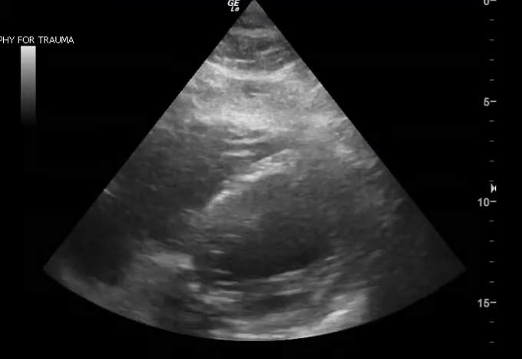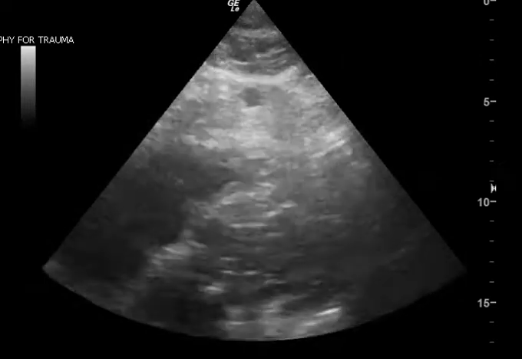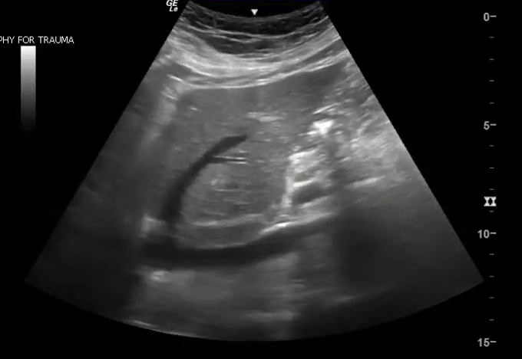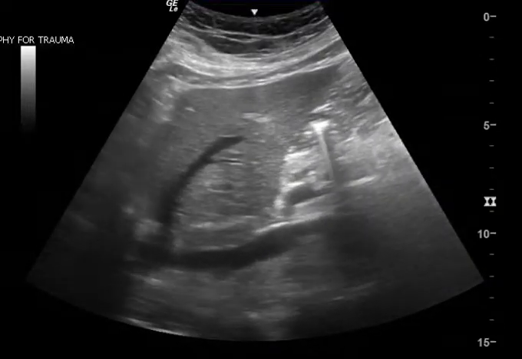But the main take-home points: for the cardiac ultrasound, to me, I think this is limited. In the IVC, I think this is abnormal since it's collapsing completely with respirations.